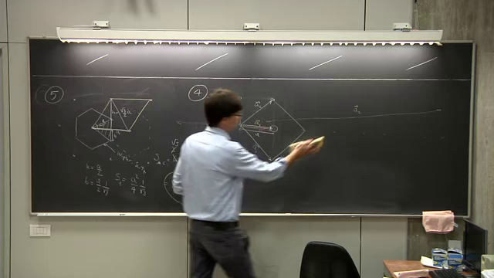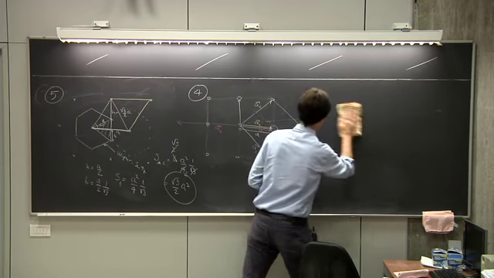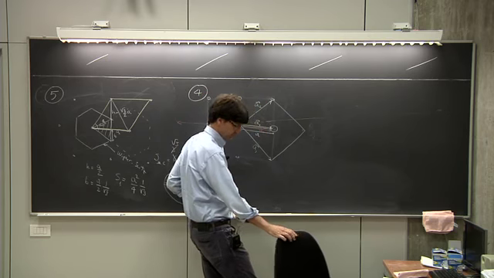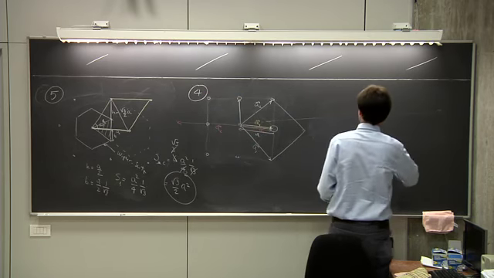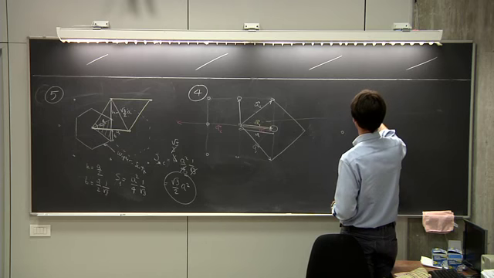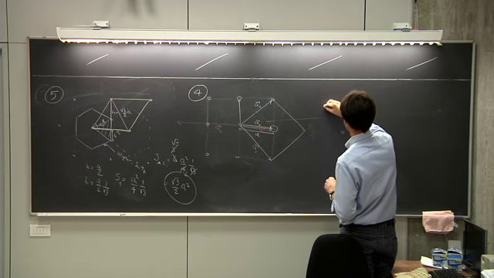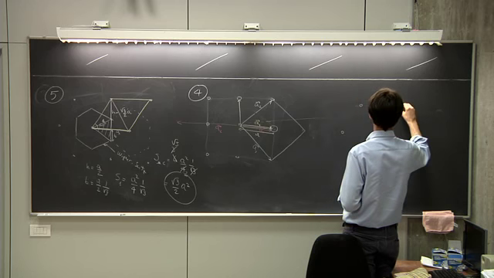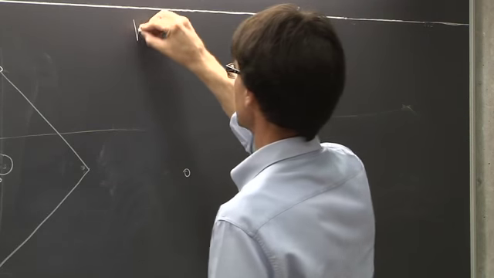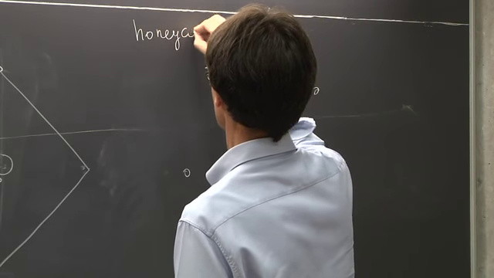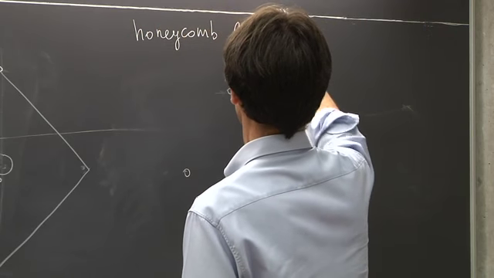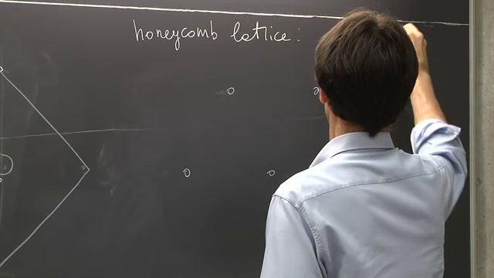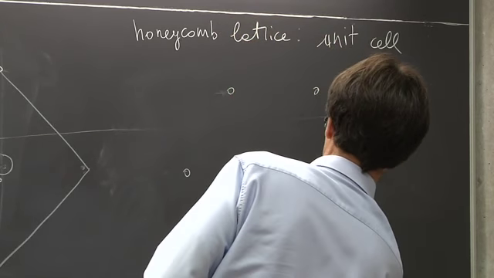I'll do it here. I think the honeycomb lattice is a very good example, so let me construct the triangular lattice. Well, let me construct the honeycomb lattice, right? So I will do it by first constructing the triangular lattice. So I'm now discussing the honeycomb lattice, and I'm discussing the unit cell of the honeycomb lattice.